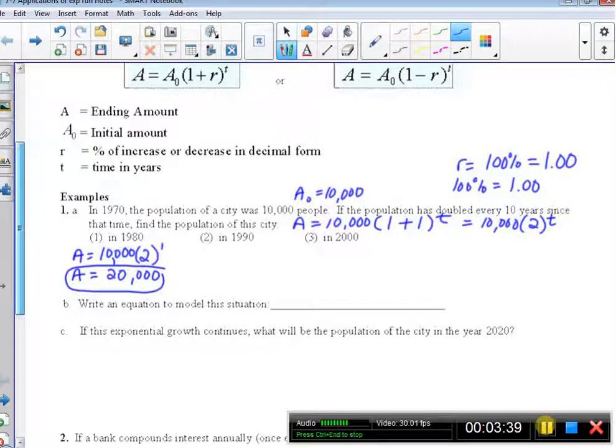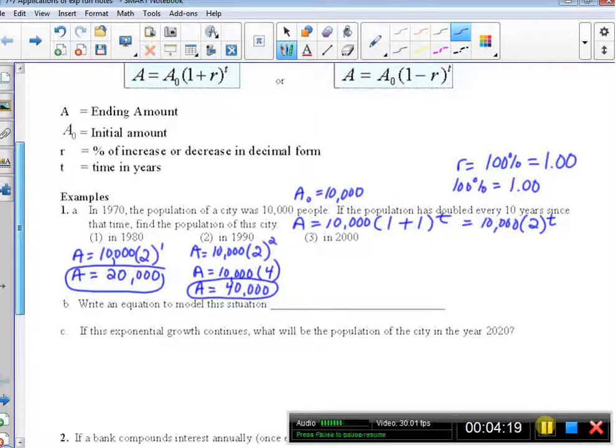In 1990, if the population has doubled every 10 years, it should be 40,000, right? Because it starts at 10,000, doubles to 20, doubles to 40. If we use the formula, it's going to be 10,000 times 2 to the second, because we have two 10-year periods. So that's 10,000 times 4. Now remember, you have to do exponents first, so you cannot multiply 10,000 times 2 first. And we get 40,000, which should make sense even if we don't have the formula.